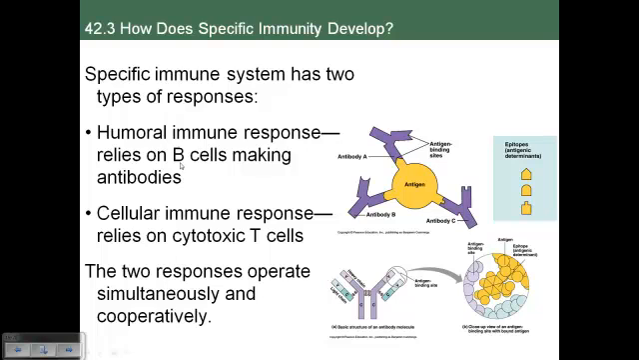The other type of response is the cellular immune response, and this is where cells become infected, and so the cell itself needs to get destroyed. And so this relies on cytotoxic T cells. So this is going to kill cells that have gotten bad, and these are going to attack things that are floating around in the fluids of your body.